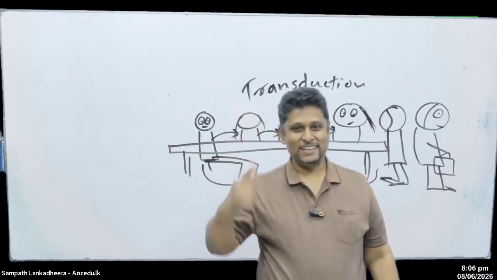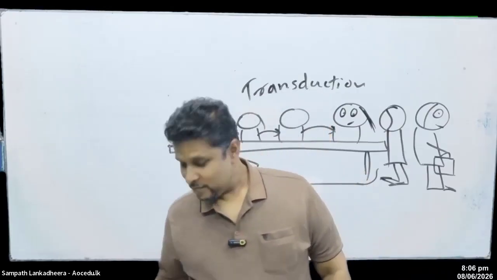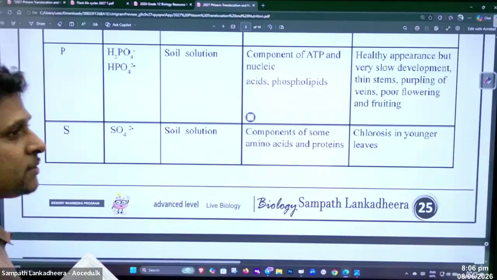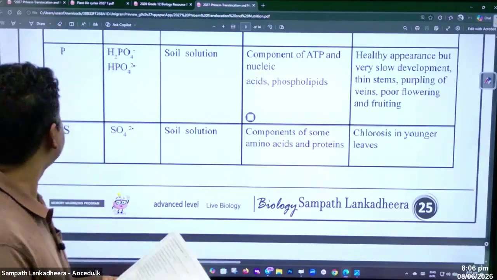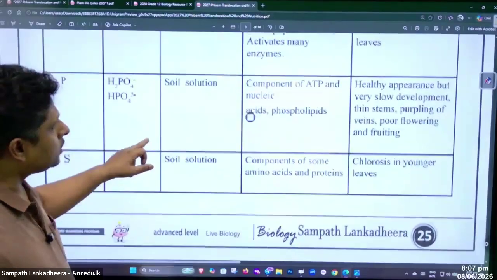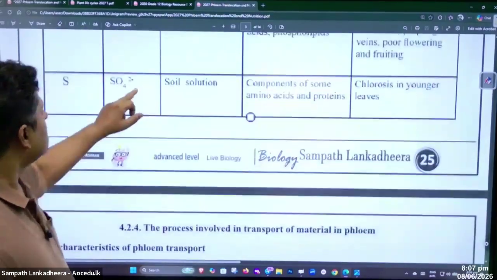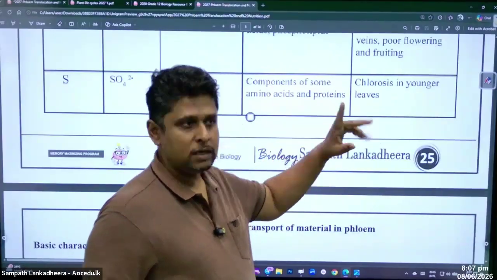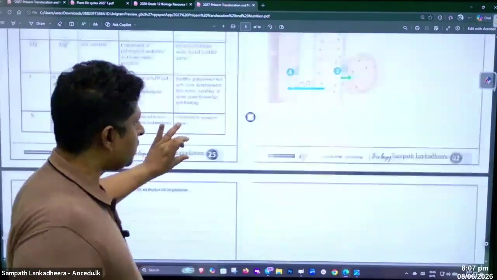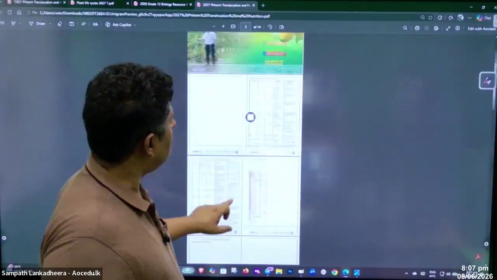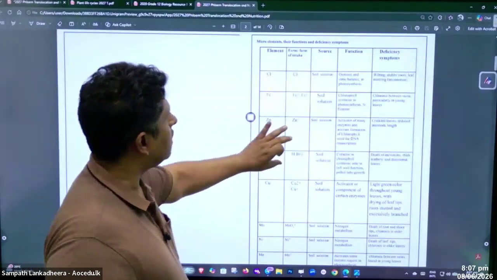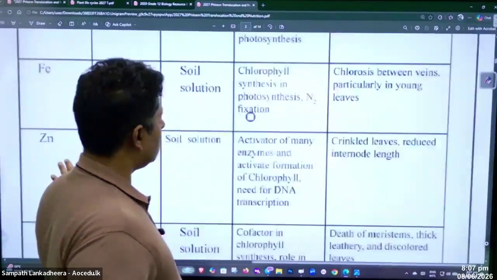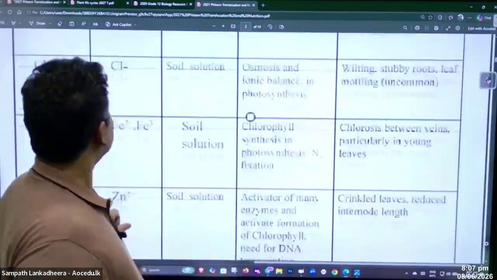You do that and then send the message. Right? So let's come back for this. Phosphorus, sulfur: component of some amino acids and proteins, chlorosis in young leaves. I think we pick those points. Then quickly go through the next table also, since you want me to go through that.